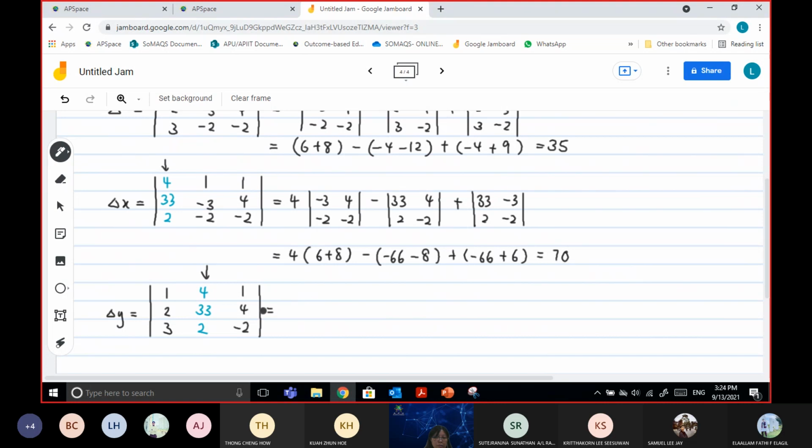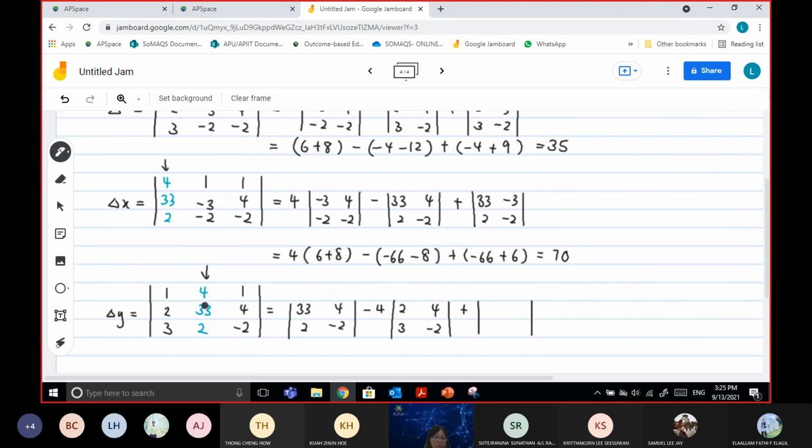Then let's proceed as usual. So you have a 1. Then the determinant will be 33, 2, 4, and -2. Then the second one is a minus sign. So you have a value of 4. Then the determinant will be 2, 3, 4, -2. Then the last one is a 1, positive sign.